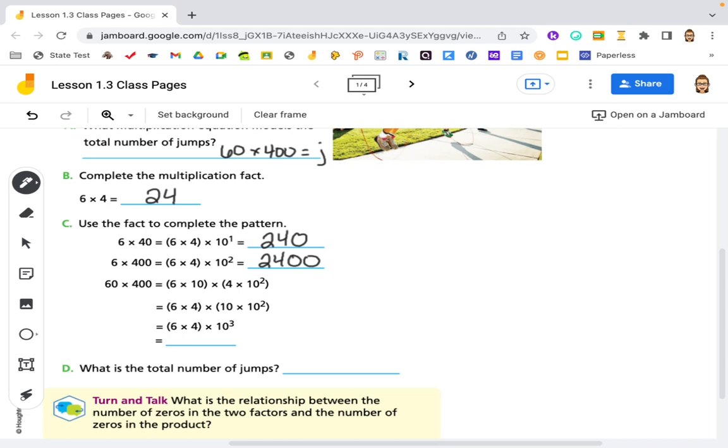So next it says to do 60 times 400. So they're breaking it apart even more, doing 6 times 10 times 4 times 10 to the second power, and 6 times 4 times 10 times 10 to the second power. So it gives us 6 times 4, which is 24, times 10 to the third power, which means we have 3 zeros. So 24,000. So that means that the total number of jumps is 24,000 jumps.